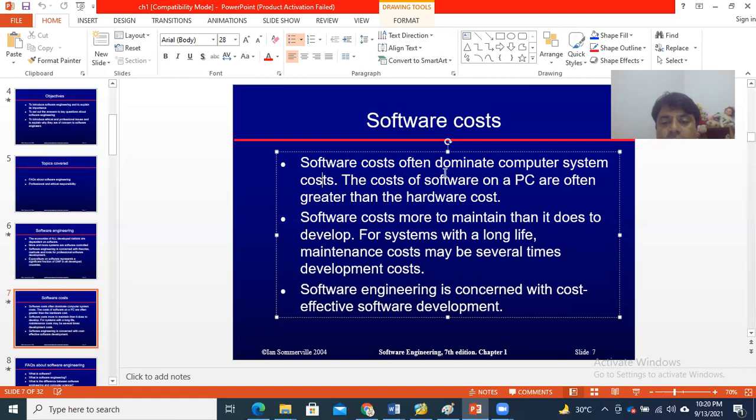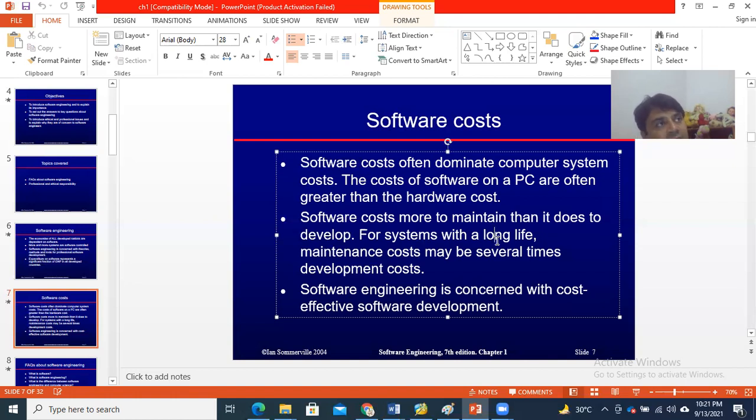You developed that software for 15,000 rupees. Now the cost of the software is 30,000 because you wanted to maintain that particular software. And this is especially the case for software having a long life, like software installed in a banking system. They are not changed every day. They are changed after 4 or 5 years or 10 years. So they are long-life software, and there will be a maintenance cost that may be several times that of the development cost.